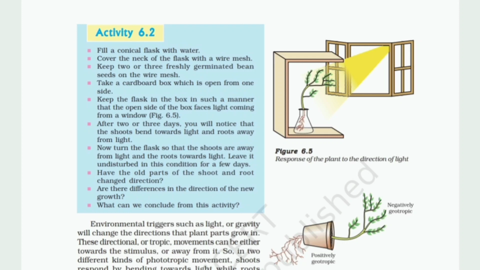Leave it undisturbed in this condition for a few days. Have the old parts of the shoot and root changed direction? Are there differences in the direction of the new growth? What can we conclude from this activity? Environmental triggers such as light or gravity will change the directions that plant parts grow in. These directional, or tropic, movements can be either towards the stimulus or away from it.